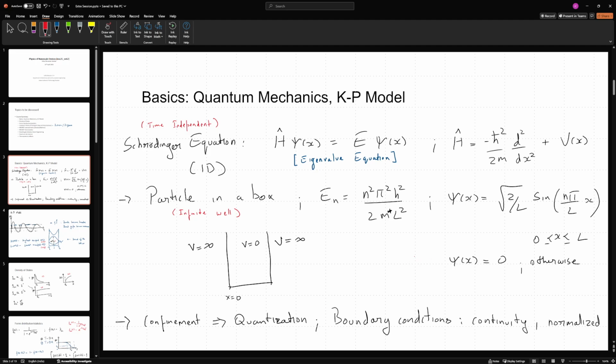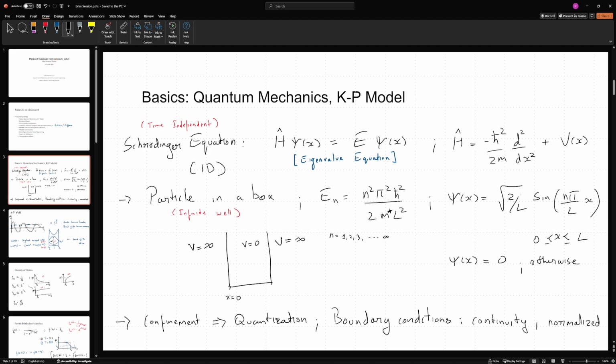The energy levels are given by this expression, n squared pi squared, this should be h bar squared, because it's h bar squared k squared by 2m. And just for the sake of completeness, n is equal to 1, 2, 3, all the way till infinity.